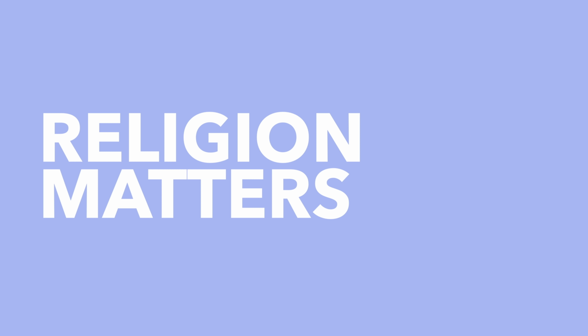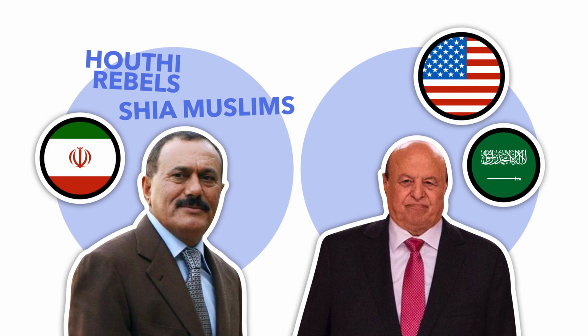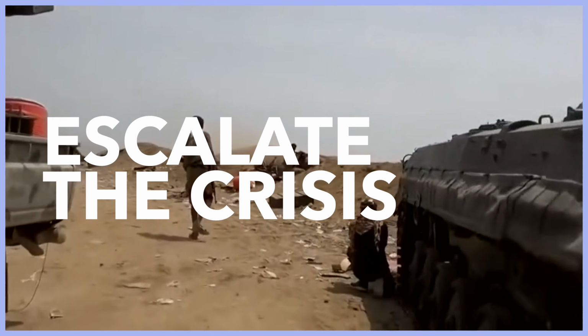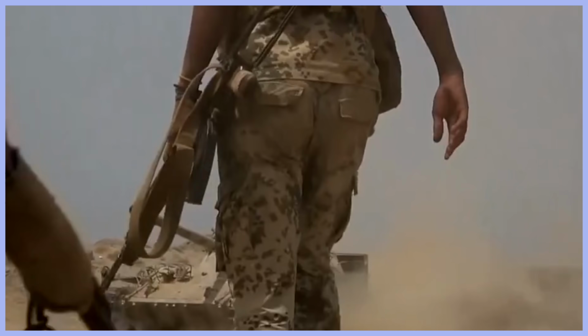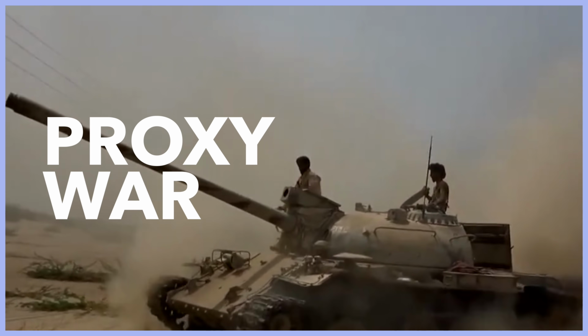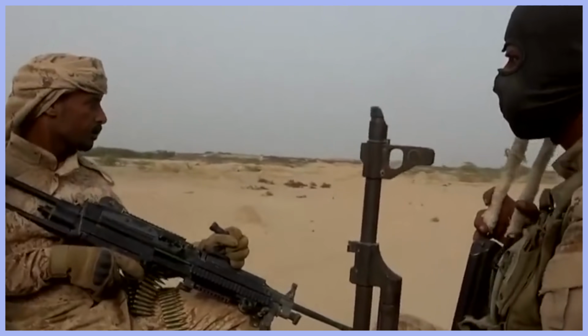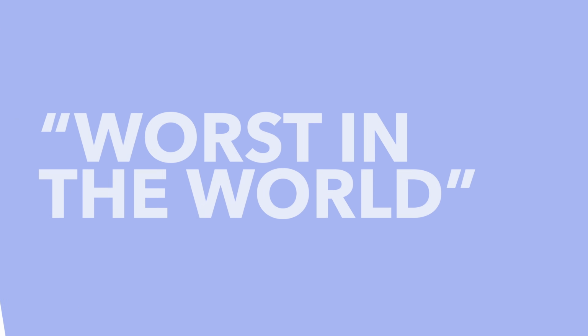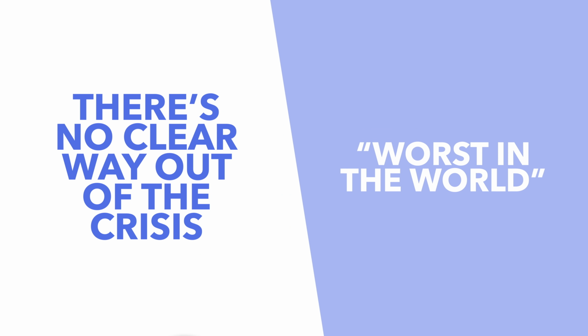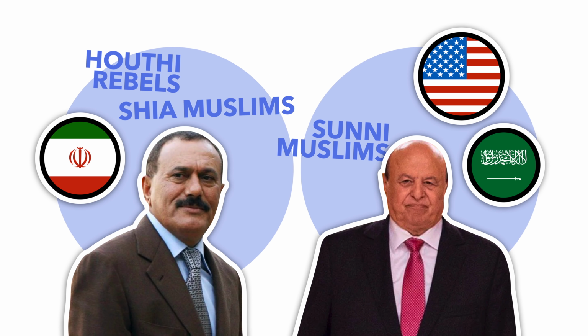As with many conflicts in this region, religion plays a major factor, with one side being Shia Muslims and the other side Sunni. Anyway, with foreign involvement helping to escalate the crisis, the death count grew, with many believing the whole situation was being used as a proxy war between Iran and Saudi Arabia. Things aren't getting better here either, with the US describing the humanitarian crisis as the worst in the world in 2019, and others more recently saying that there's no clear way out of the crisis, with factions fighting for control on both sides, and the major powers backing opposing forces.